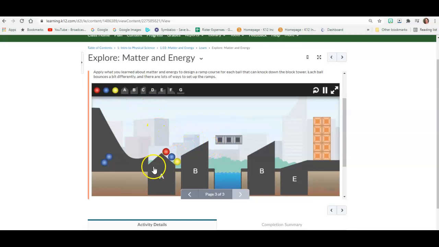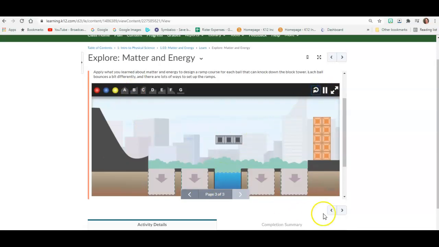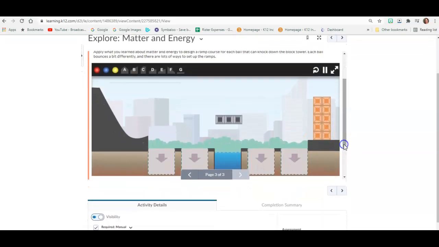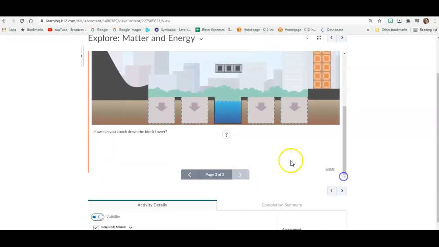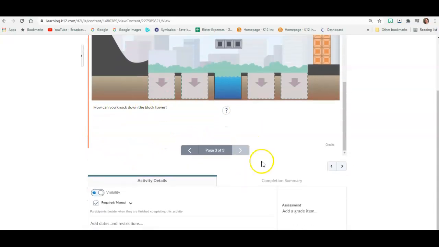So our ramp idea here is not very good. It looks like you could play around with it, try something else out. You can reset it all. So then you'll be able to make some observations there. So how can you knock down the block tower? You could answer that question.